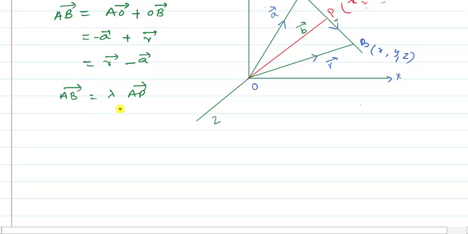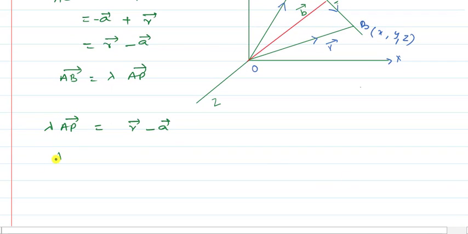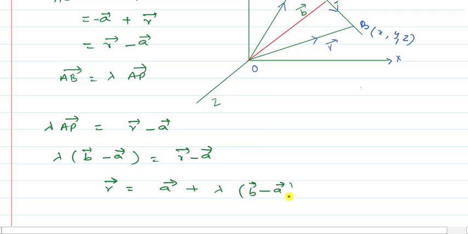So we can replace this AB by lambda AP. So we are getting lambda AP is equal to R minus A. And what is AP? AP we have calculated, B minus A. Let us put this value over here. So lambda into vector B minus vector A is equal to R minus A. So from here we are getting the vector equation of line, which is vector R is equal to vector A plus lambda times vector B minus vector A.